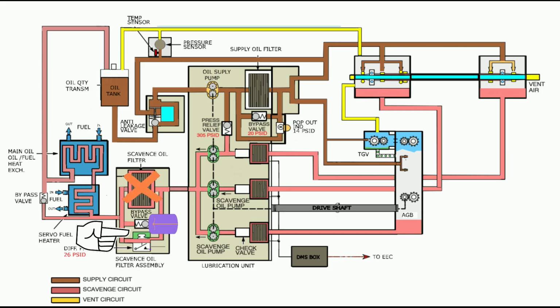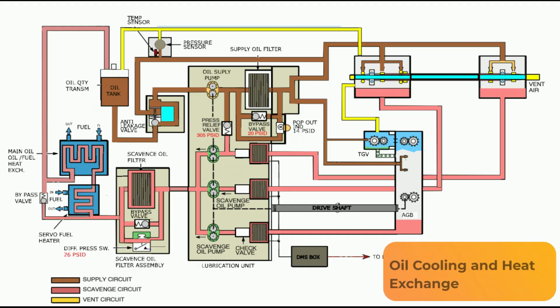In the event of a filter clog, the oil is diverted through a bypass valve to the fuel oil heat exchanger without being filtered. The bypass valves begin to open when the differential pressure across the scavenge filter reaches 36.3 to 39.2 psi.